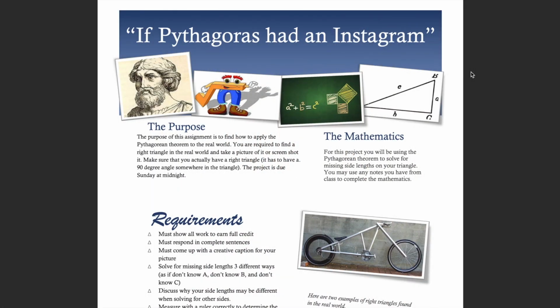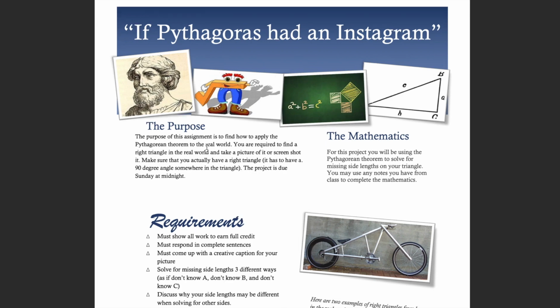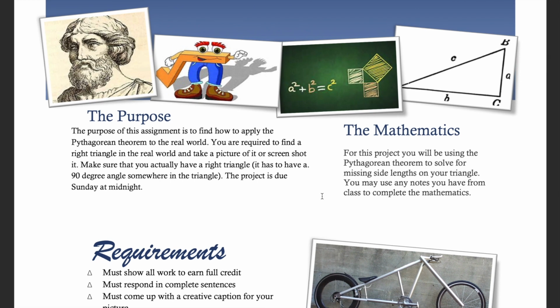All right, eighth grade. So our project is going to be if Pythagoras had an Instagram. So let's go over the purpose. The purpose of this assignment is to find how to apply the Pythagorean theorem in the real world. You're required to find a right triangle in the real world and take a picture of it or a screenshot. Make sure that you actually have a right triangle. It has to have a 90-degree angle somewhere in the triangle. Okay. This project is due by Sunday at midnight. So I'm extending it from our typical Fridays to now Sunday by midnight.